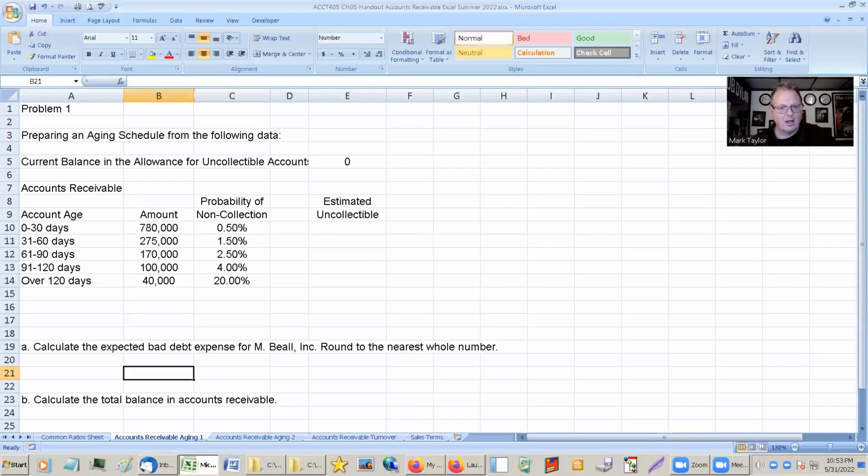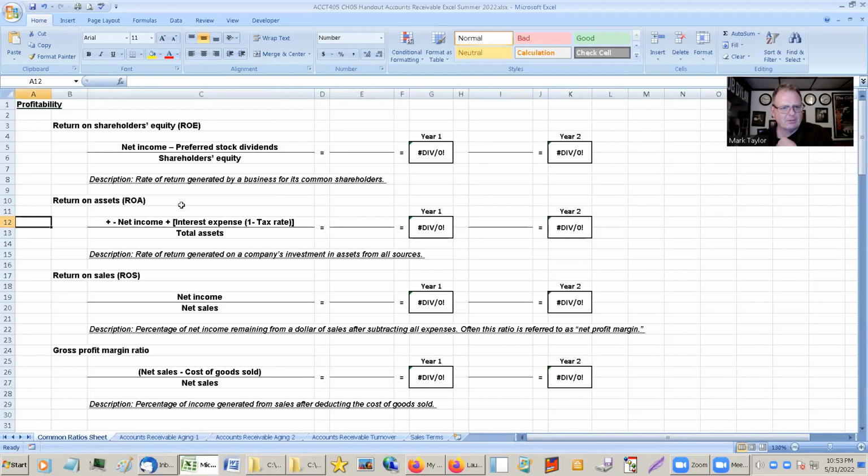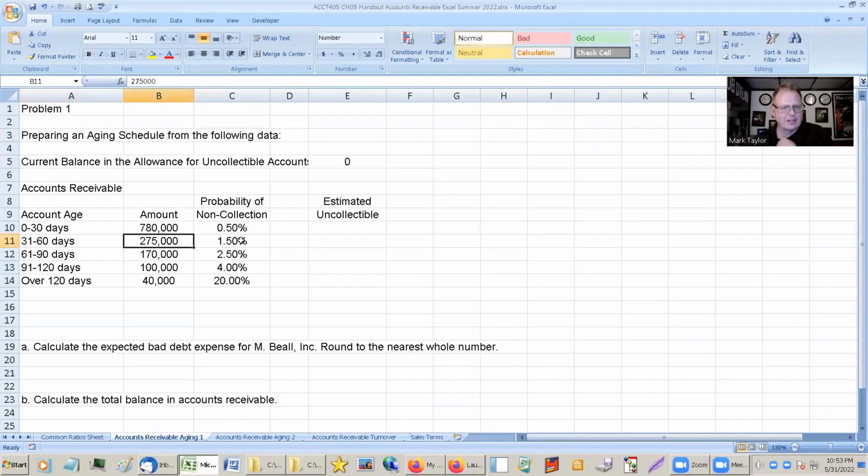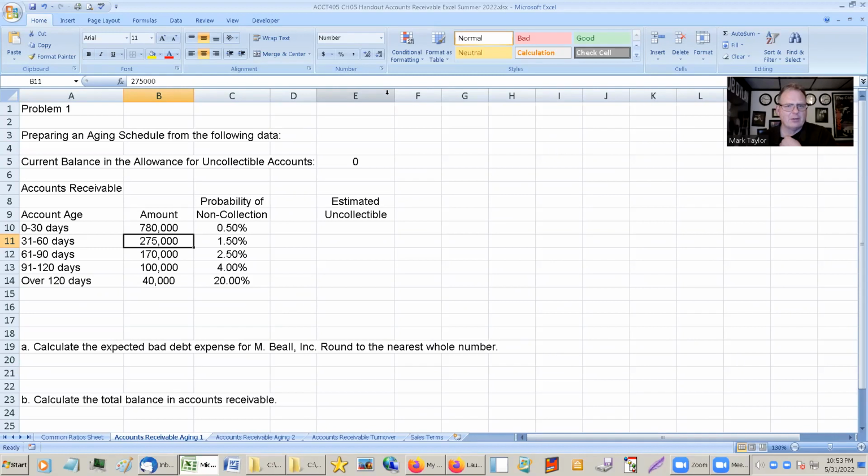Just to say, for this video we're going to go over chapter 5, and this is on accounts receivable. By the way, the first part here has all the formulas getting listed. We don't need that. We're going to start over here. But the first thing we're going to do is an aging of accounts receivable.